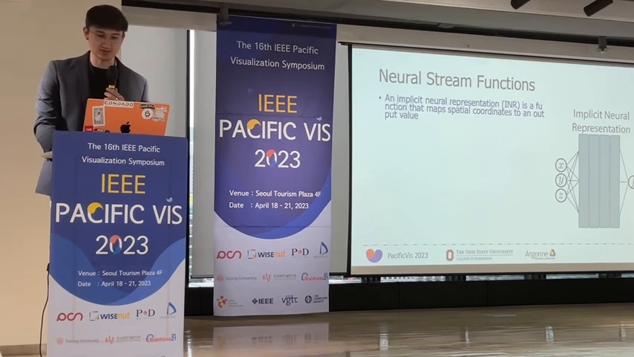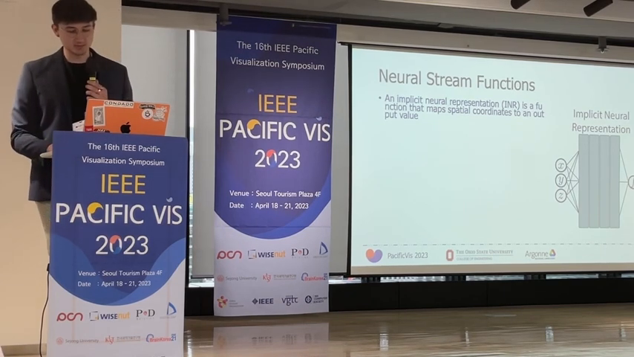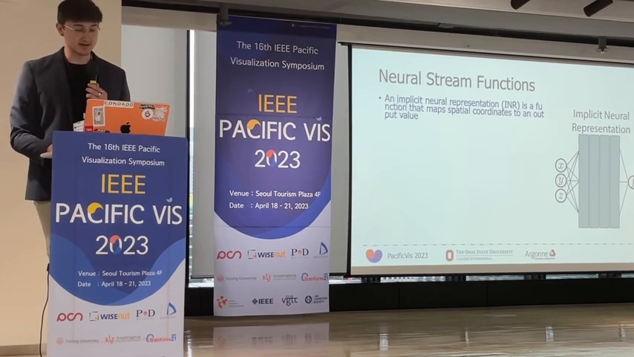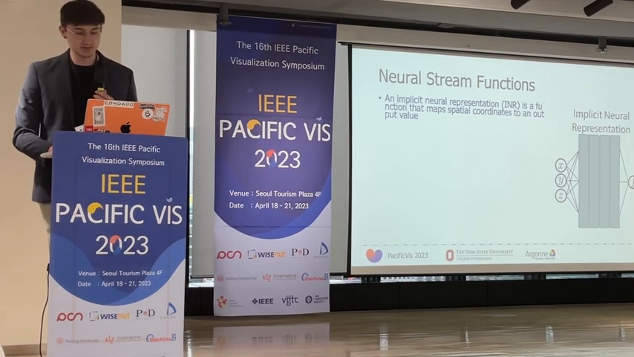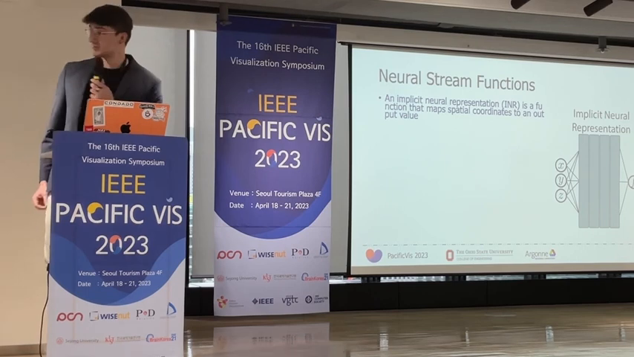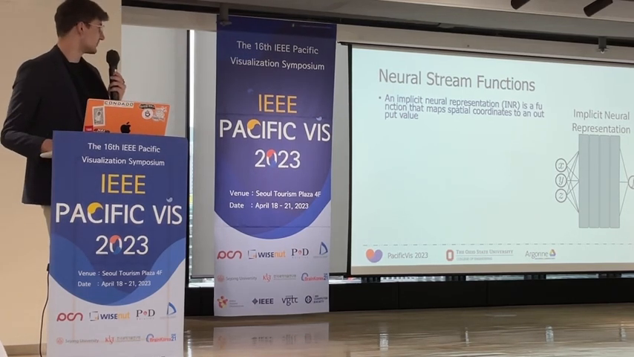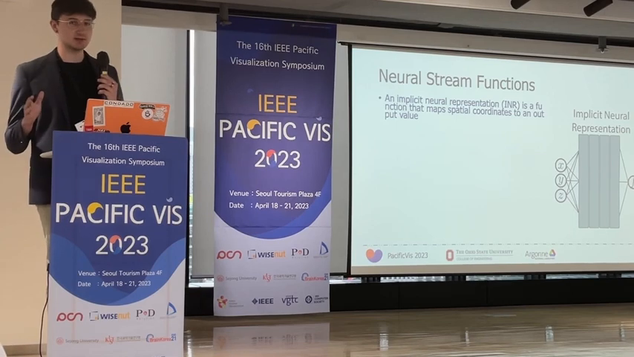Motivated by some of these challenges in calculating stream functions, we propose an implicit neural representation approach to solve for stream functions for a given vector field. An INR, for implicit neural representation, is a neural network that maps input coordinates to an output value, and is generally some multi-layer perceptron with some optional encoding scheme at the beginning of the network.